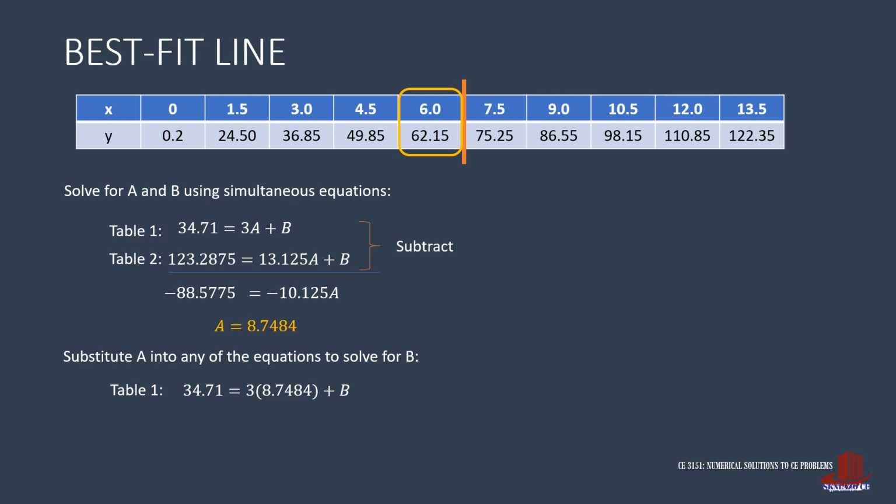With this variable known, take equation 1 and plug it in to have 34.71 as equal to thrice of 8.7484 plus b, where b now is 8.4648. So the best fit line function is y is equal to 8.7484x plus 8.4648.